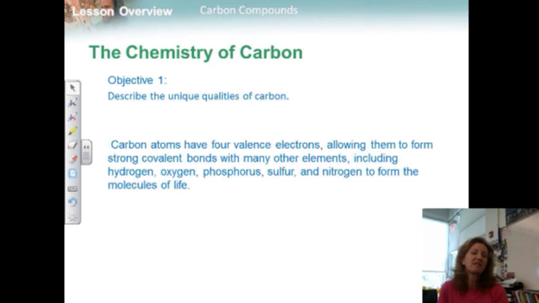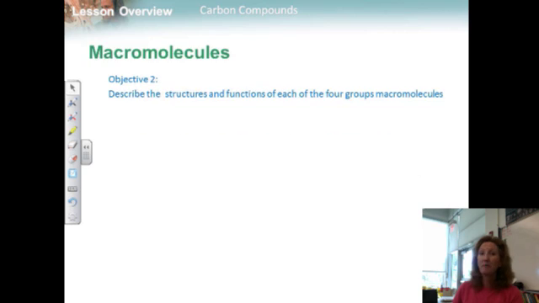So our objective 1 is discuss the unique qualities of carbon. As we just said, carbon atoms have 4 valence electrons, allowing them to form strong covalent bonds with many other elements, including hydrogen, oxygen, phosphorus, sulfur, and nitrogen to form the molecules of life. That was quick and easy. Now on to the doozies.